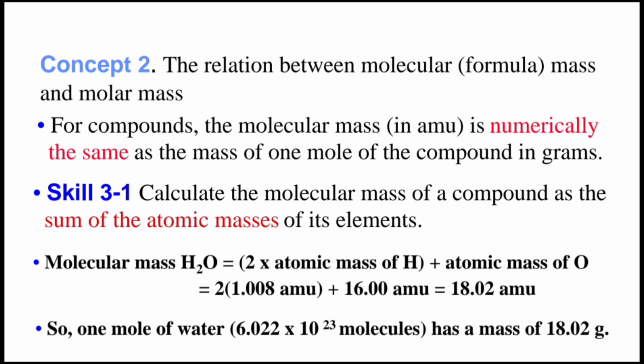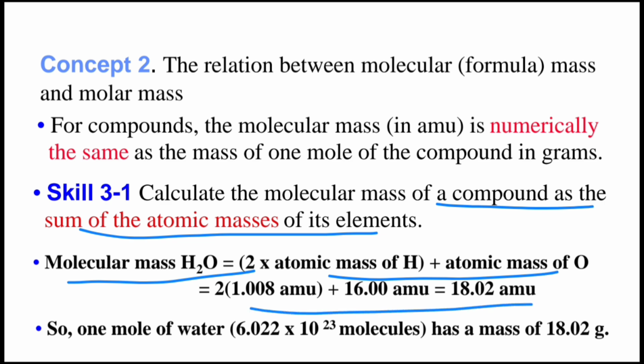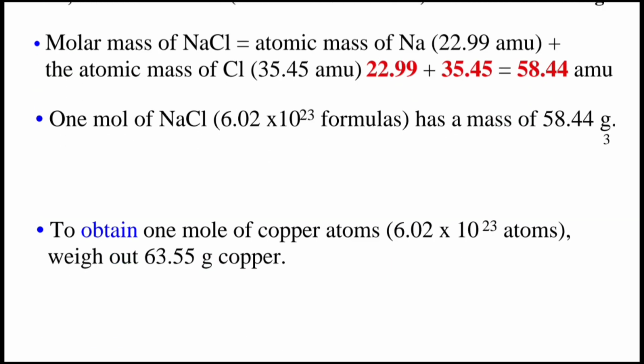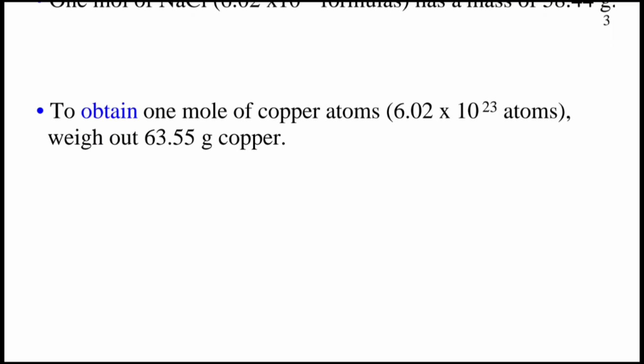Skill 3: calculate the molecular mass of a compound as the sum of the atomic masses of its elements. This is how you can calculate the molecular mass of H2O: 2 times the atomic mass of H plus the atomic mass of O. We get 18.02 AMU. So 1 mole of water, containing these particles, has a mass of 18 grams. You can calculate the molar mass of NaCl here as well.